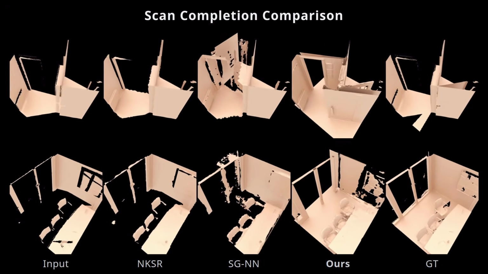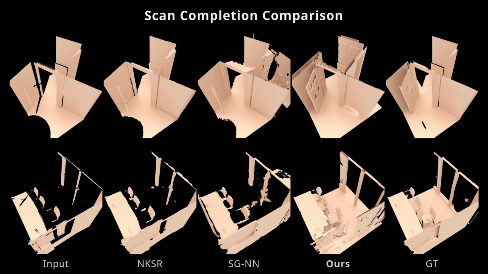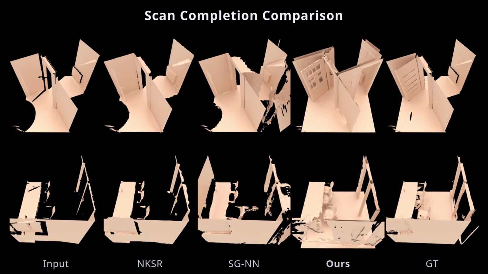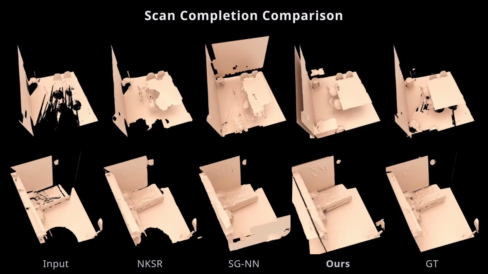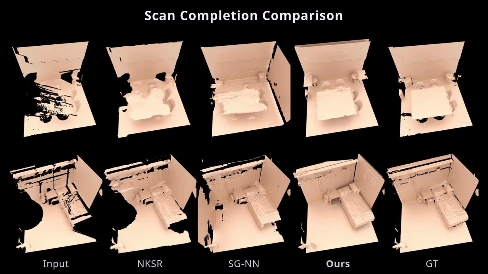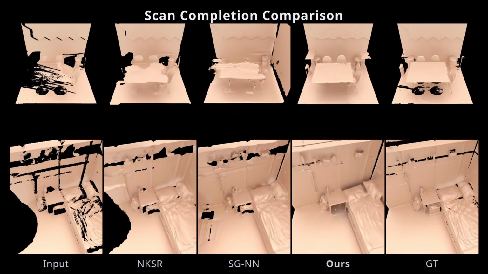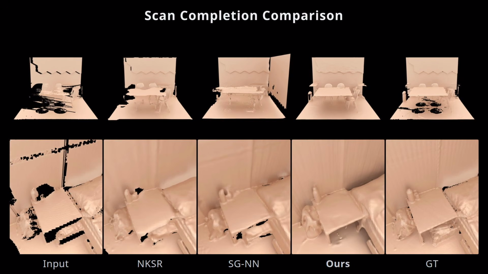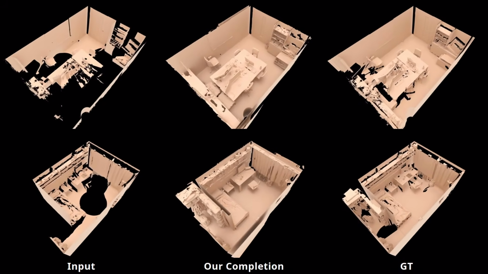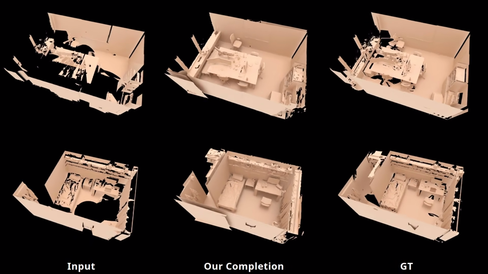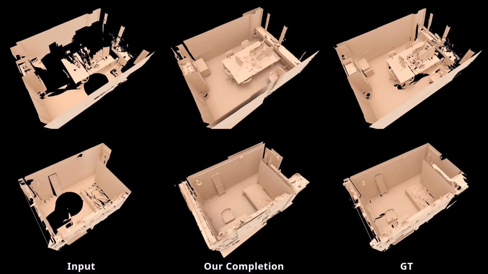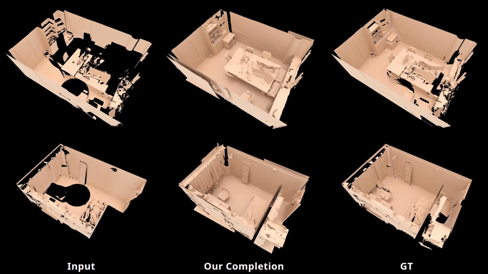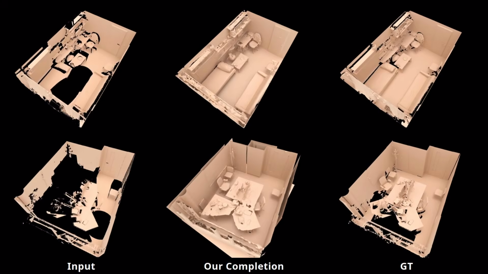For scan completion, we compare with SGNN and NKSR. Our approach recovers substantially more complete geometry, both in fine-grained furniture structure and complex spatial layouts. Here, we show scan completion results on various ScanNet++ and ARKit Scene scenes. Our method can recover both occluded furniture and fine surface details that were unobserved in the input scan.